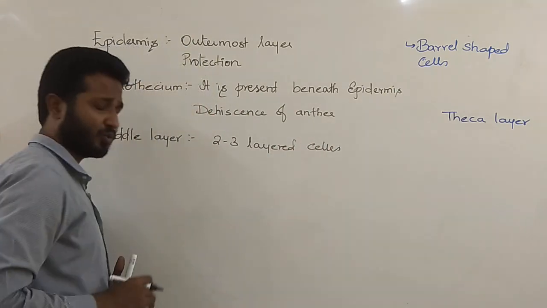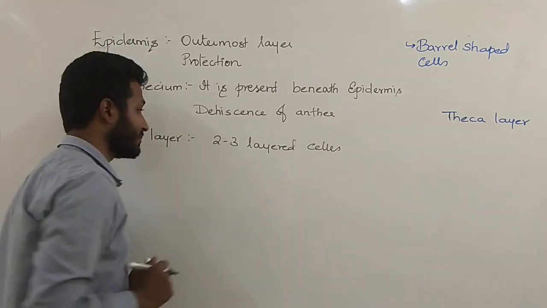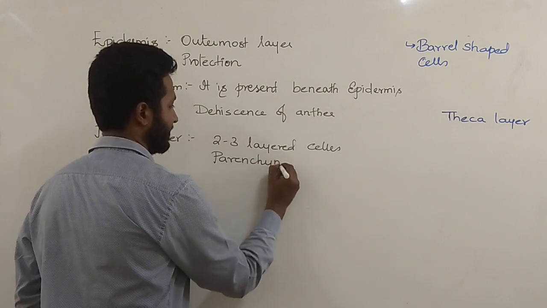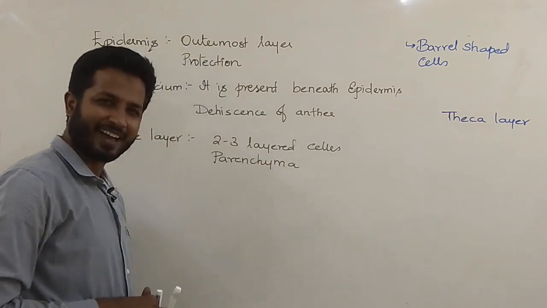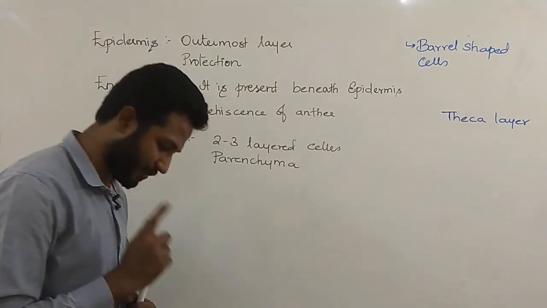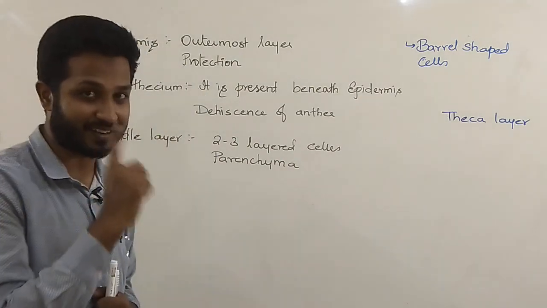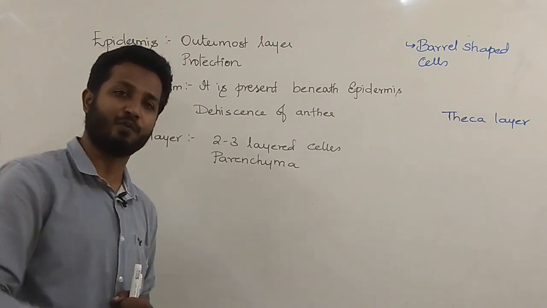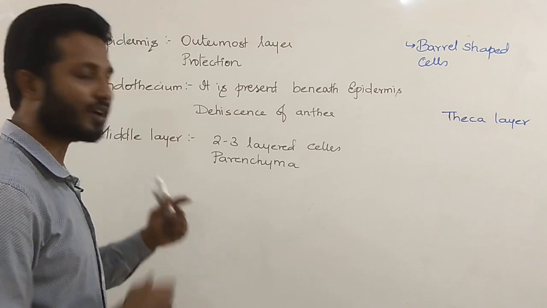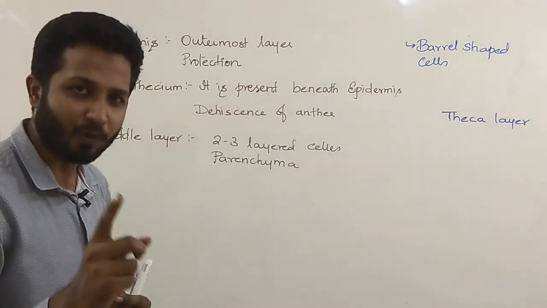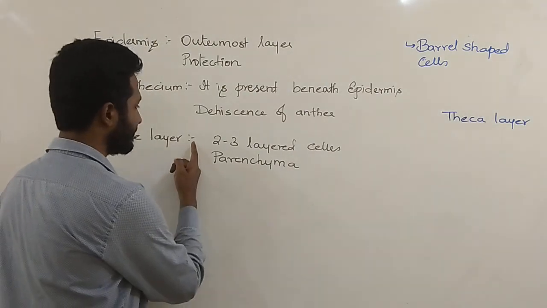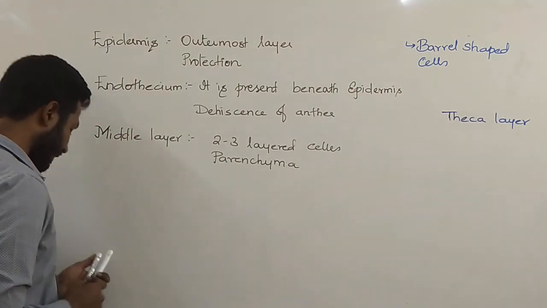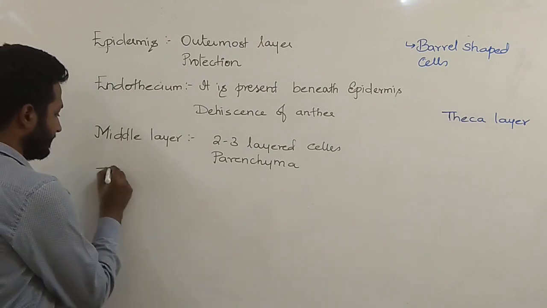In these 2 to 3 layered cells, what we observe is parenchyma cells. What is the characteristic feature of parenchyma? If you remember Anatomy of Flowering Plants, there we discussed that parenchyma is a tissue responsible for storage of food and water. In the cross section of an anther, food and water store themselves in this particular layer called the middle layer. Okay? Then, followed by this, you talk about tapetum.